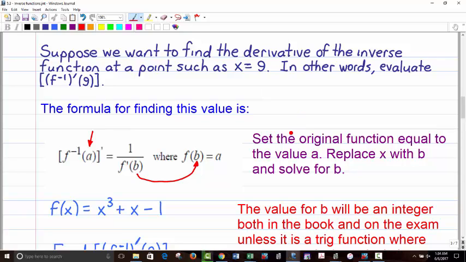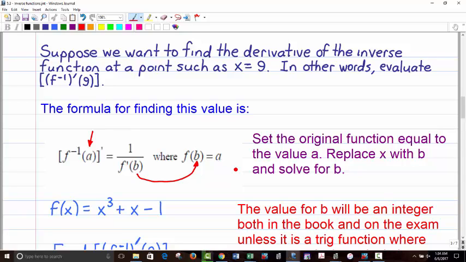So that means you're trying to find in your original function what value b gives a. In this example, a would be 9, so you'd have 9 right there, and then you could replace x with b, or you don't have to replace it if you don't want to, but I usually do, just for the fun of it. And then you solve and figure out what that value is.